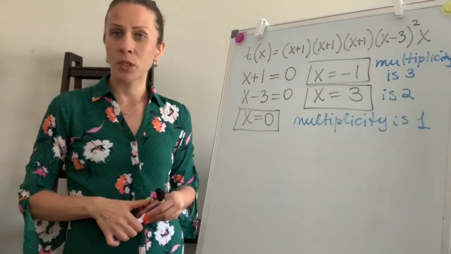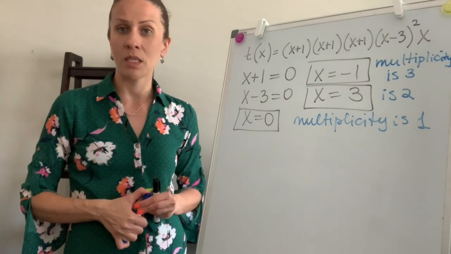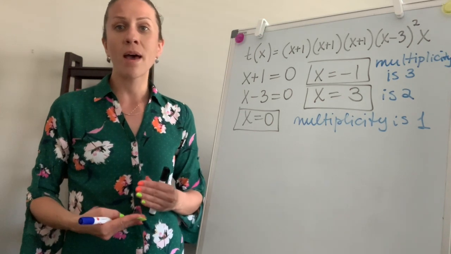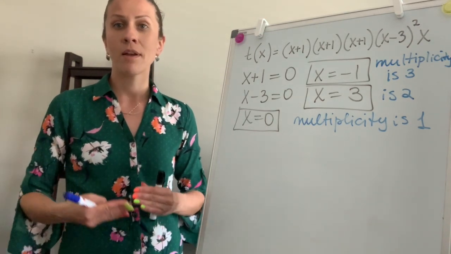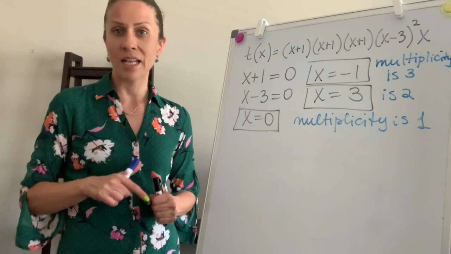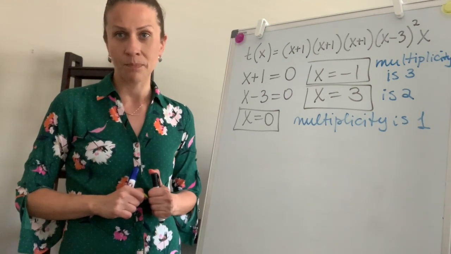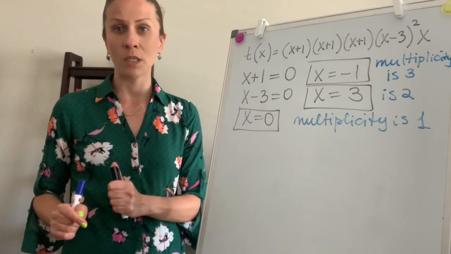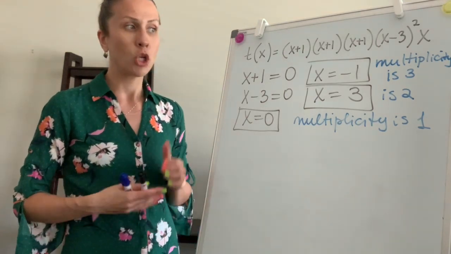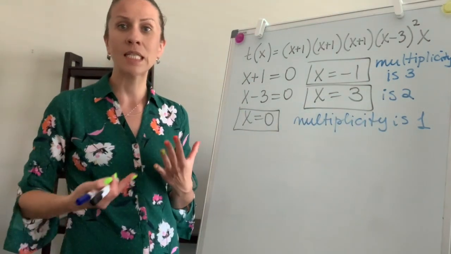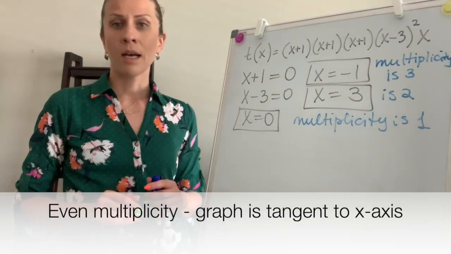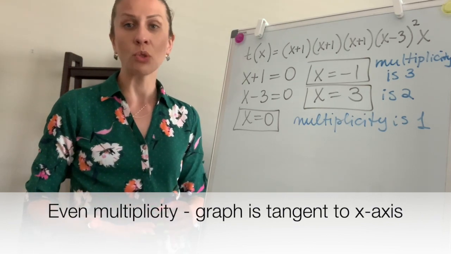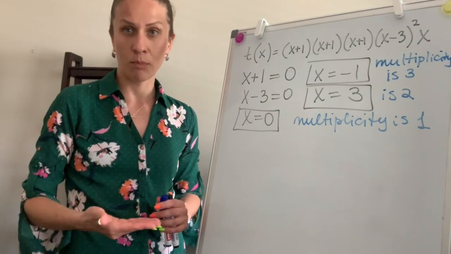Why is it important to know the multiplicity of 0? The multiplicity of 0 can tell you what happens with the graph of your function at that specific point on the x-axis. Specifically, if the multiplicity of your 0 is even, meaning 2, 4, 6, and so on, the graph will touch or be tangent to the x-axis at that point.